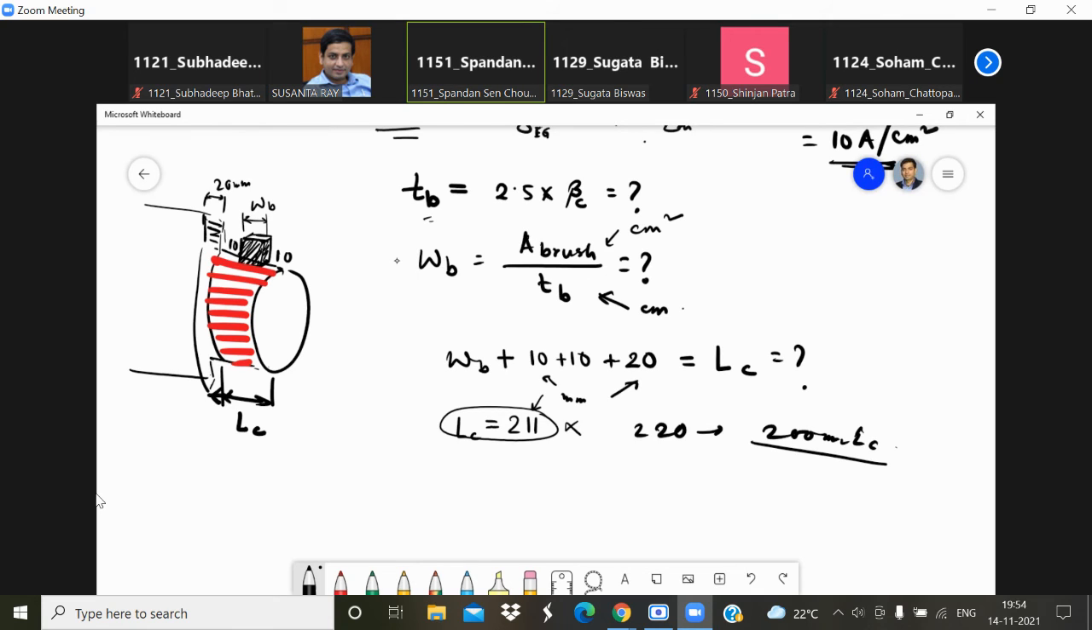Sir, I'm getting 95 millimeter for a 40 kilowatt machine, the length of commutator. Okay. Sir, I'm getting 60.36 millimeter for a 5 kilowatt machine. Okay. Once you have calculated this, then you have to design interpoles.